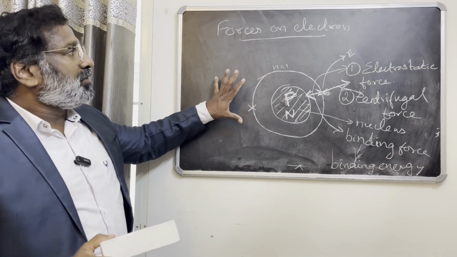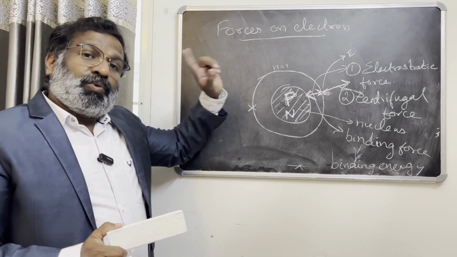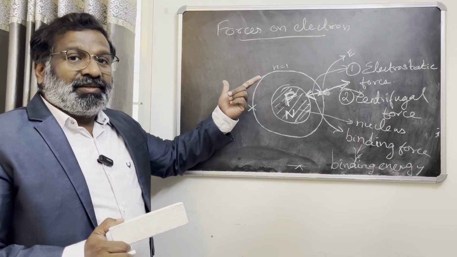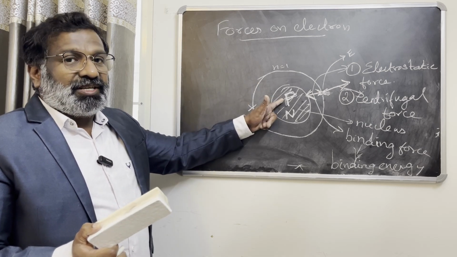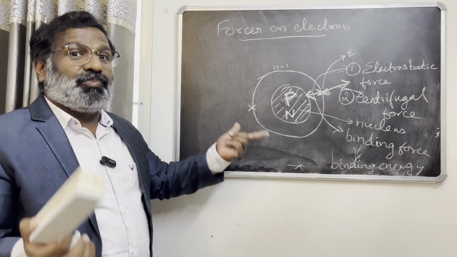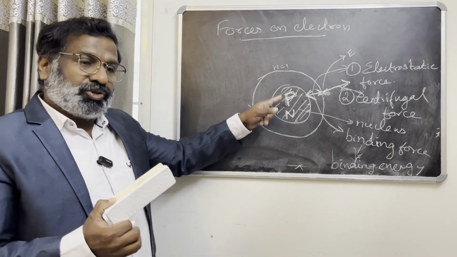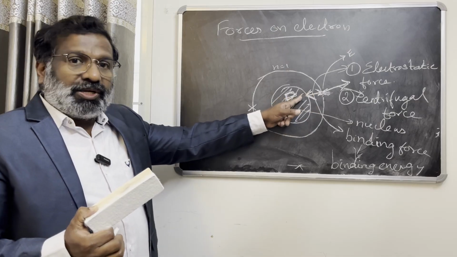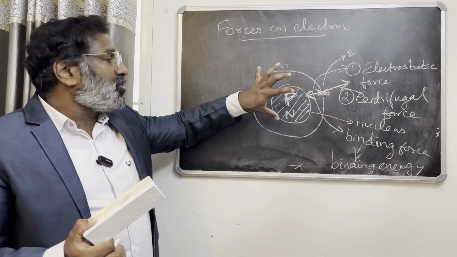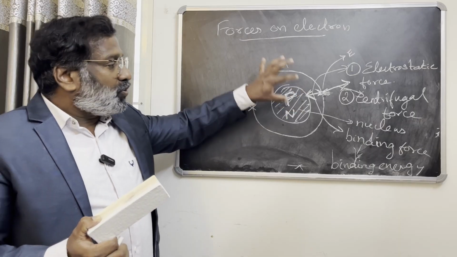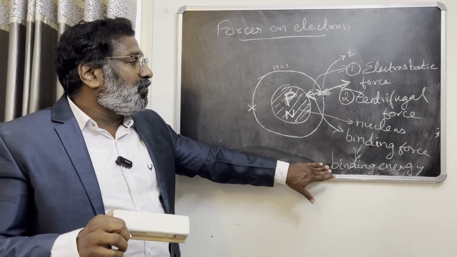Are you clear? So what are the forces acting on electron? Two forces act on electron. What is the cause for the first force? Yes, unlike charges attract each other and like charges repel each other. So the positively charged protons attract the negatively charged electrons by a force. So the electrons are attracted towards the nucleus. That electrostatic force of attraction binds the electrons with the nucleus. So that electrostatic force can be called binding force, and the energy associated with the binding force is called binding energy.